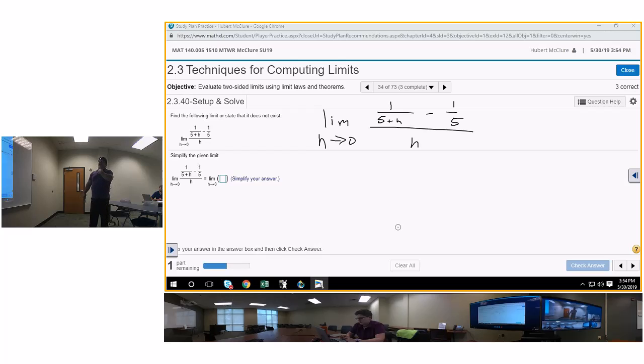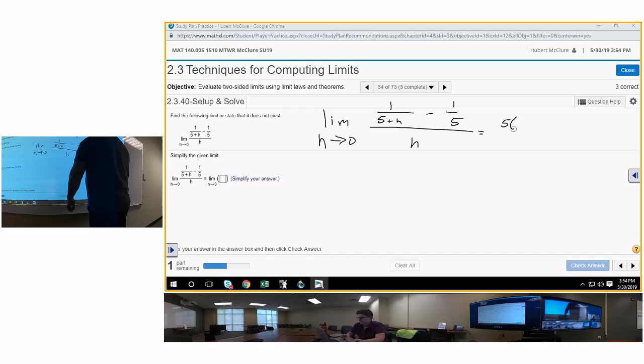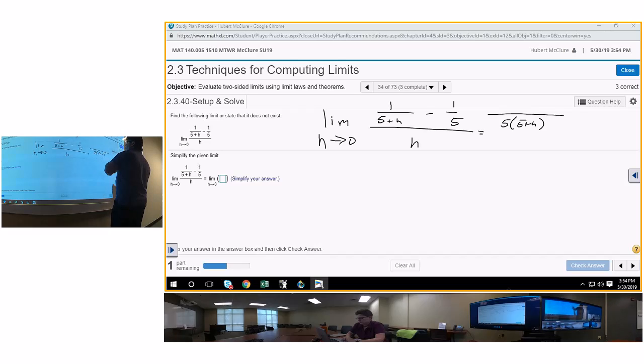Here, you're going to have to add. Well, you've got two fractions on top. Make it one fraction. So we've got to get a common denominator. The common denominator is 5 plus h times 5. I'm just going to work with the top right now. And that's going to be 5 times 5 plus h. And how many times will 5 plus h go into 5 times 5 plus h?